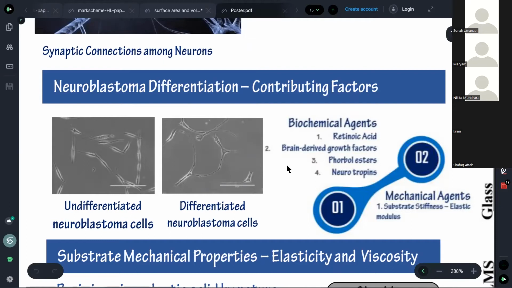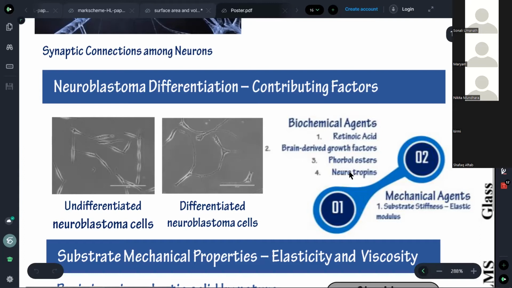However, if we could give certain agents or environments where the immature neurons can differentiate, then their division gets inhibited. So in cancer, what is happening? The neuroblastoma cells are dividing more and more because they are undifferentiated. Now, when we differentiate them, what's happening? Their uncontrolled division is kind of stopped. So now we will see what the known factors are that contribute to neuroblastoma differentiation.